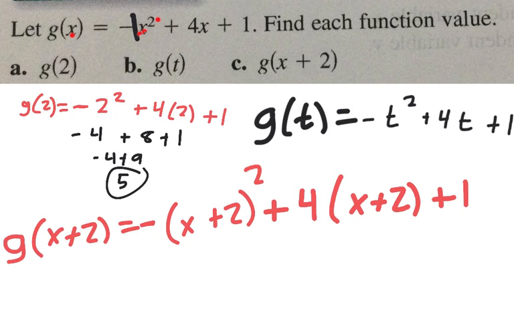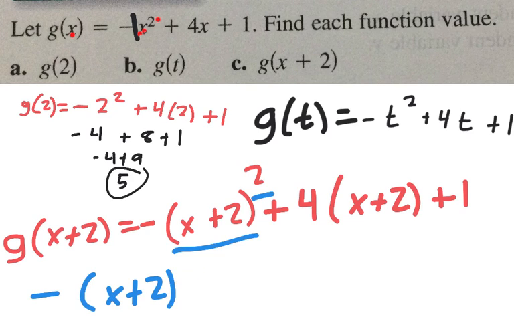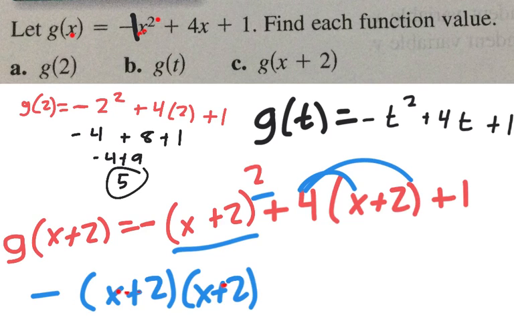All right, so order of operations. I have to simplify the exponent first. So I have x plus 2 that's being squared. What does it mean when we square something that's in parentheses? We're multiplying it by itself. That's what squaring means. You can't just square x and square 2. You have to multiply them by each other, so we're going to have to distribute there. And then if you want to, you can go ahead and distribute here. 4 times x is 4x. 4 times 2 is 8, plus 1.